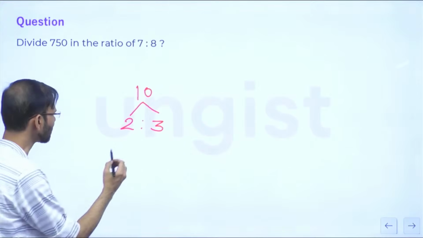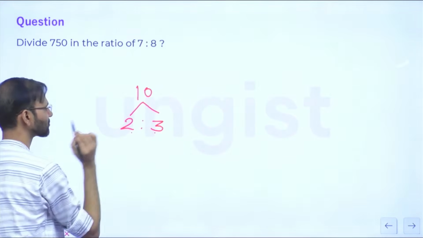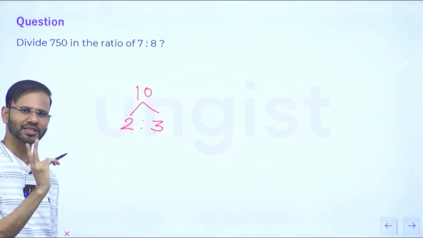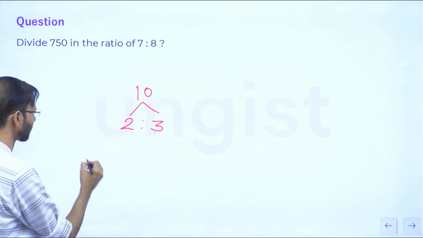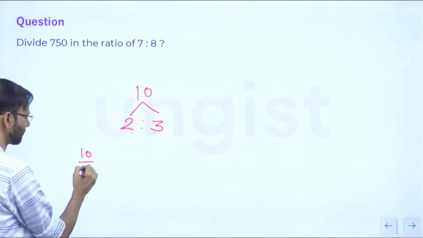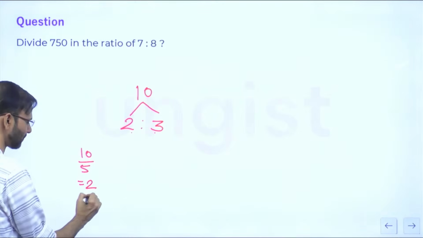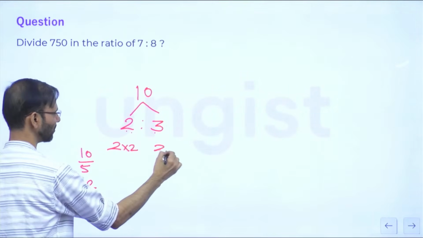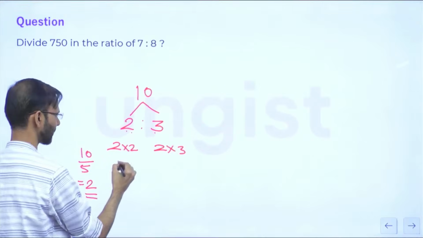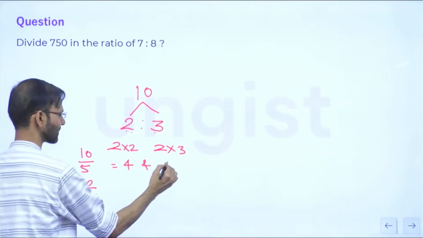Fine. So the process is, you need to add the ratio terms first. The ratio terms 2 plus 3. 2 plus 3 will be what? 5, right? So 10 divided by 5 is equal to what? 2. Fine. So 2 will be multiplied with this 2 and 2 will be multiplied with this 3. So the answer is 4 and 6.